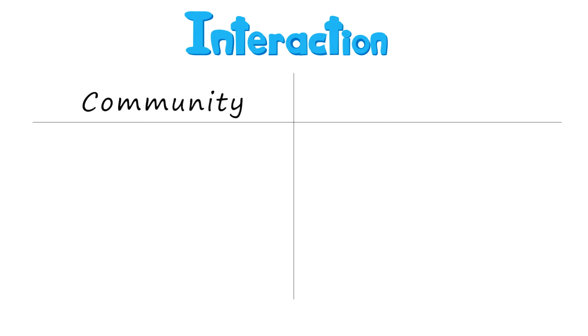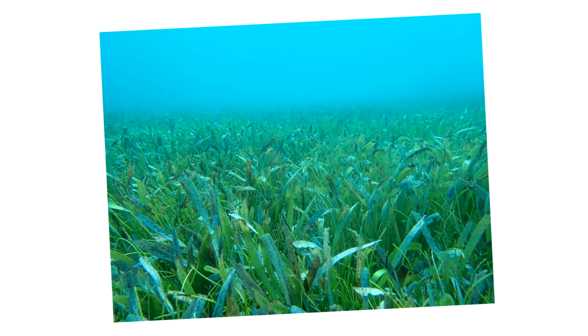To help you understand this interaction, I want you to do a quick activity with me. What I want you to do is grab a piece of paper and draw two lines like you see on the screen. On one side of the vertical line, write community, and on the other, write environment. Now look at this image in front of you. This is a picture of one of our seagrass habitats here in the Keys.